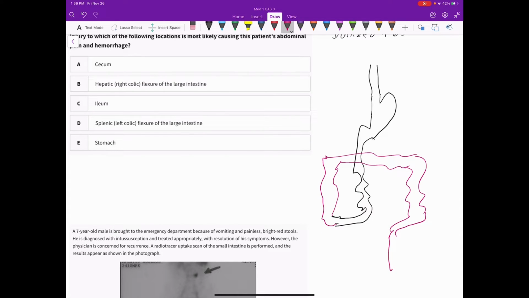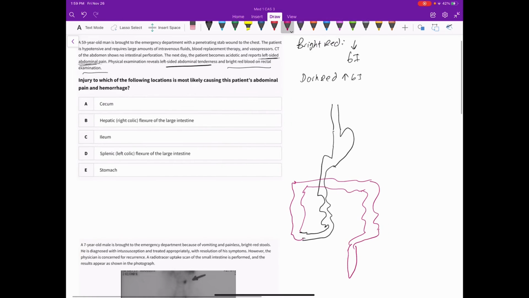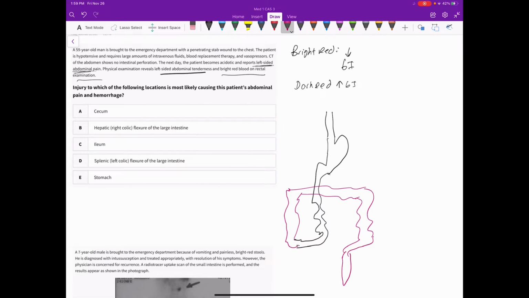Okay, and then here's going to be our rectum. Okay, so now, what does it say? Injury to which of the following locations is most likely causing the patient's abdominal pain and hemorrhage? Well, the cecum is located where? It's in the ascending part of the large intestine. And this is the right side, right? If we're looking at our body, this is going to be the right and this is going to be the left side. So the cecum is going to be on the right side, so that's going to be wrong.